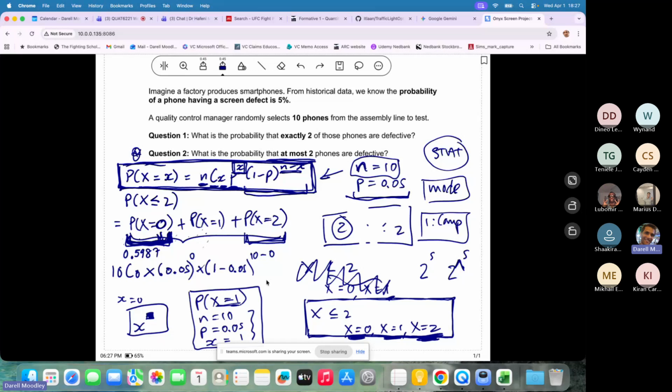So now give it a shot. I'm going to write the answer. I want you to see if you can work towards this answer. The probability of x equals 1, after substituting these values in, you should get a value of 0.3151. If you're getting stuck, just let me know. I'll come back to the chat now.